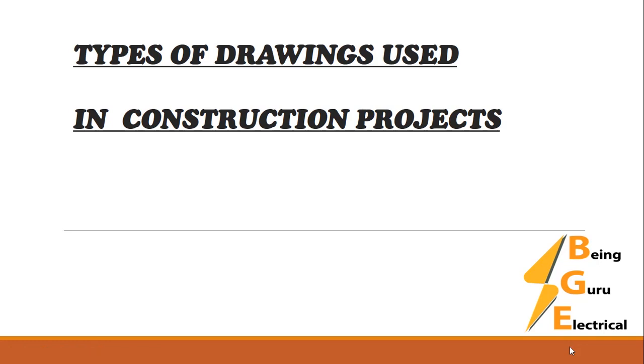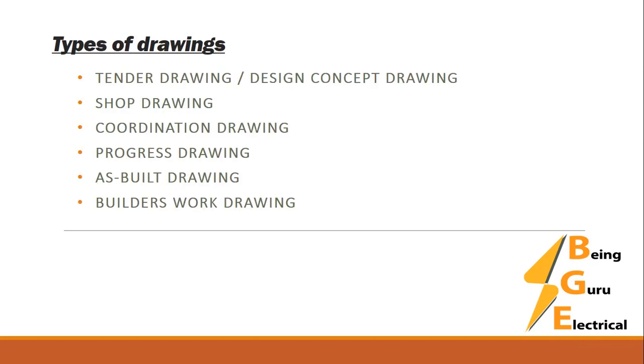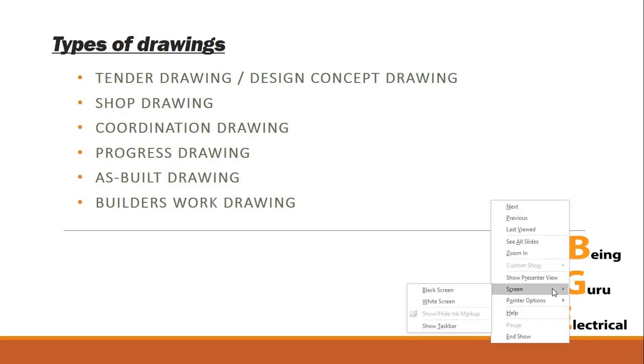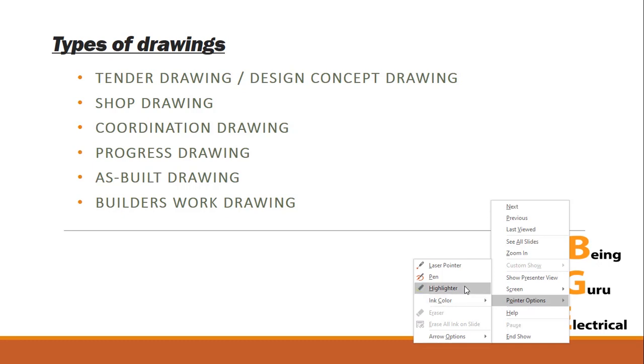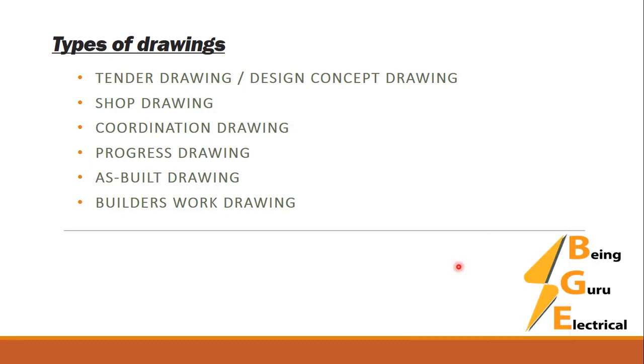My name is Mujib Raza, and today we will discuss the drawings used in construction projects. So let's start. Let me take the laser pointer. Okay, the first one is the tender drawing or design concept drawing. The second one is the shop drawing. Then coordination drawing, we have progress drawing, then as-built drawing, and we also have builder's work drawing.